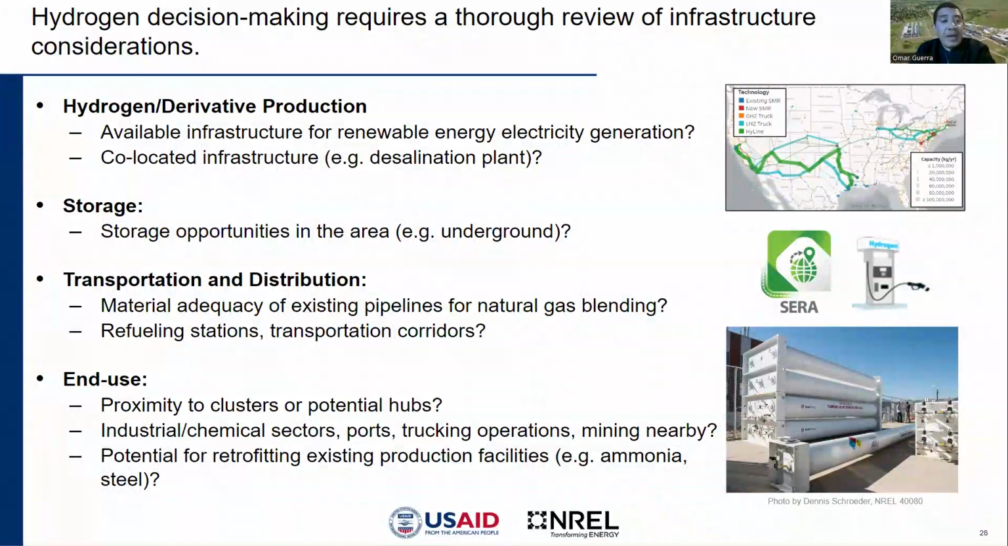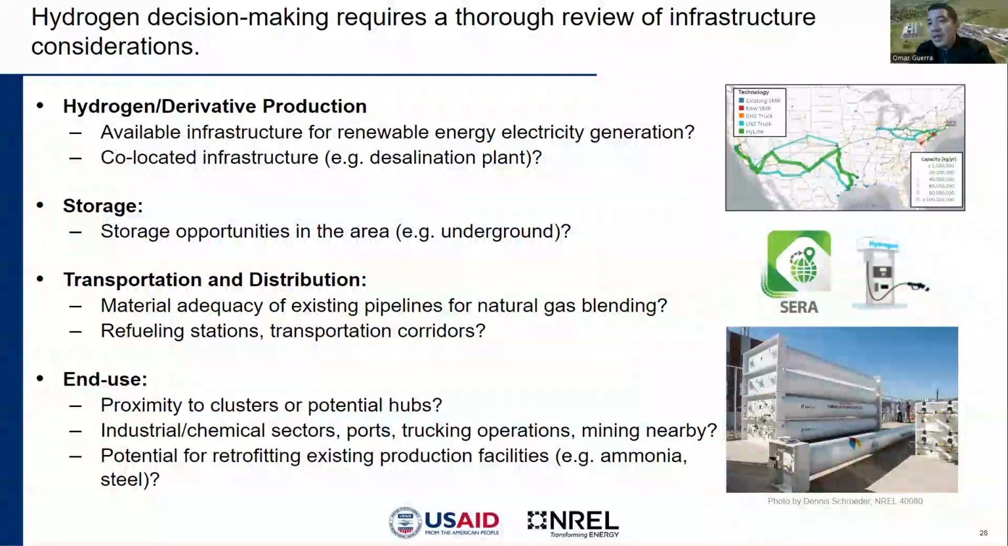Could you just collocate hydrogen production with the existing infrastructure, for example, a desalination plant or an ammonia facility? Do you have storage options? For example, underground storage is very cheap for hydrogen. So if you have this option, this is going to be cheaper than storing hydrogen in any other way. Transportation and distribution: do you have existing infrastructure that could be used to deliver hydrogen, for example, natural gas networks? Are those materials appropriate for hydrogen transportation, for example?